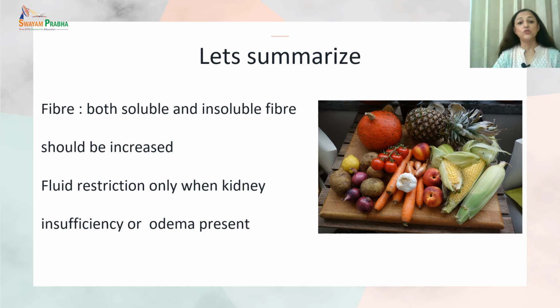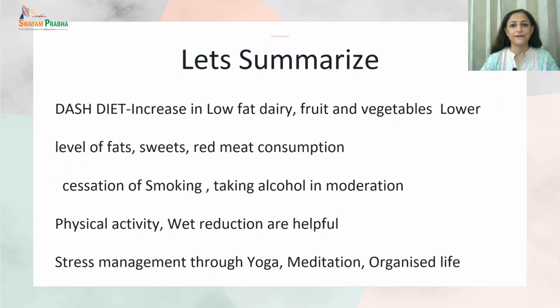Fiber intake of both soluble and insoluble fiber sources is important, and it should be increased in the diet of a hypertensive person, where he can use a variety of food items. And fluid restriction is needed only when there is kidney insufficiency or water retention, that is edema, present in them. In the last part of our presentation, we studied the DASH diet, that is dietary approaches to stop hypertension. In this diet, the major recommendation is to go for low-fat dairy, fruits and vegetables. And a person has to reduce the intake of fats, sweets and red meat.